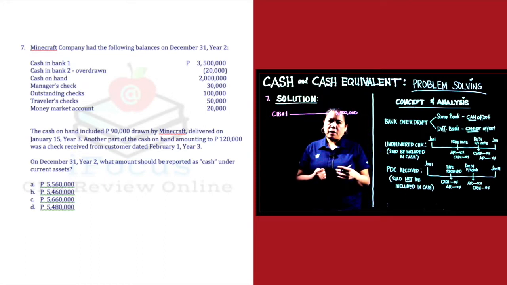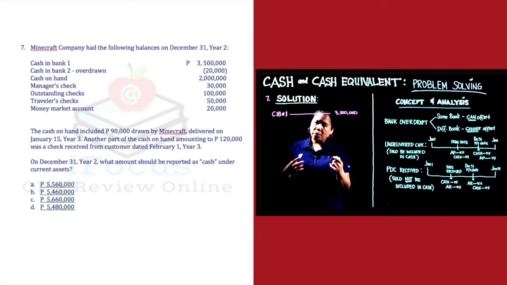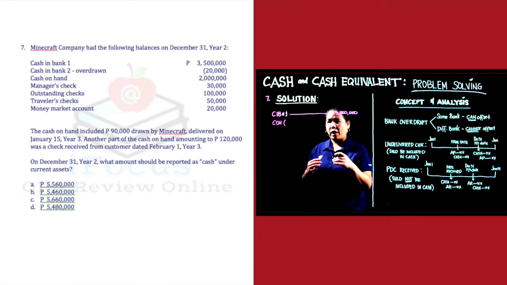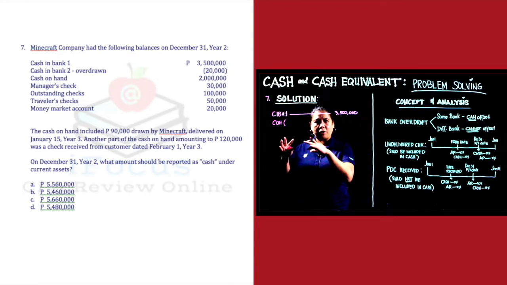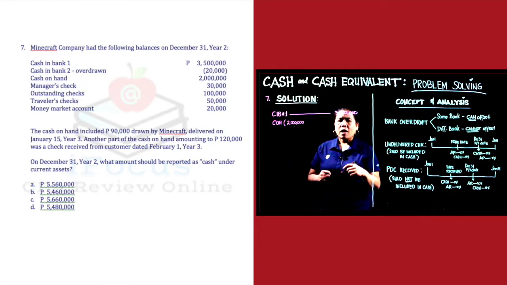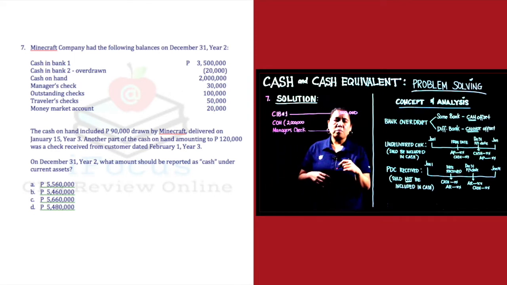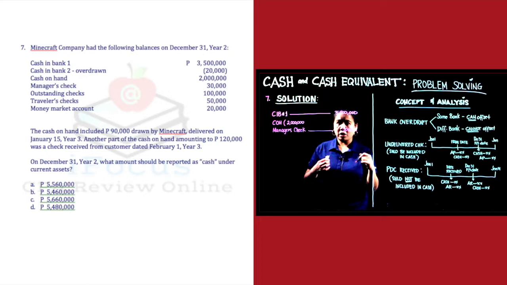Another item is cash on hand of 2 million. Alright, syempre kasama yan sa ating total cash. Meron pang mga adjustment itong 2 million. Okay? So, ilalagay muna natin yung 2 millions in parentheses. Alright? Another item is manager's check. Syempre kasama yan sa total cash natin. Amounting to 30,000.